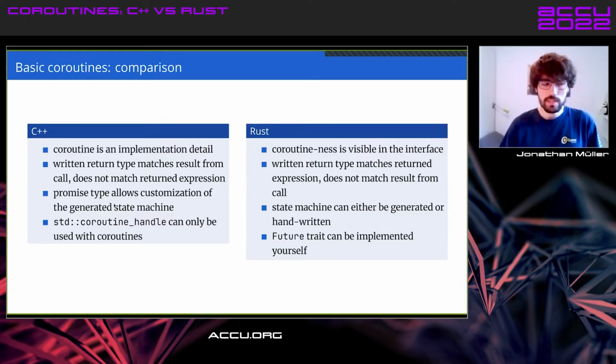In C++, there was this compiler-generated state machine, and we could customize it using the promise type. Whereas in Rust, we can't customize the state machine. If we want to customize it, we have to write it completely by hand. It is not possible to write a coroutine state machine by hand in C++.